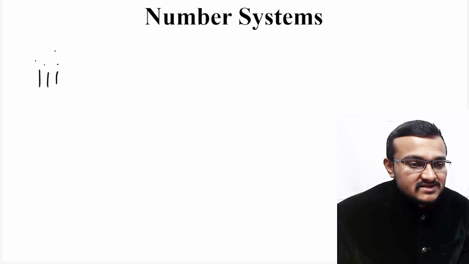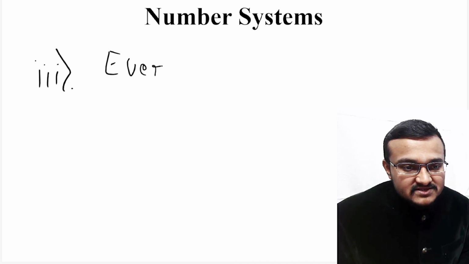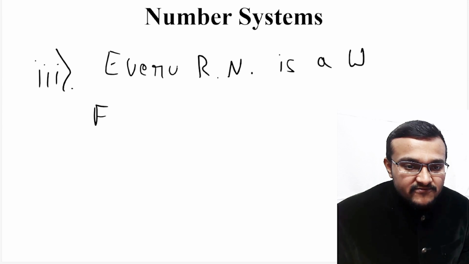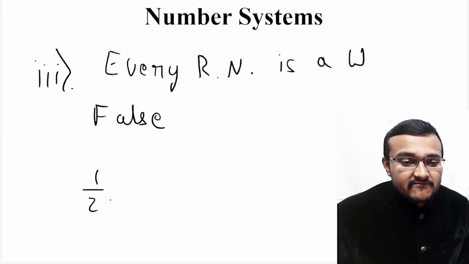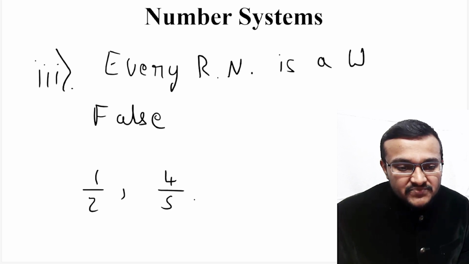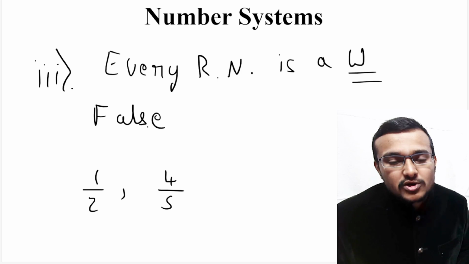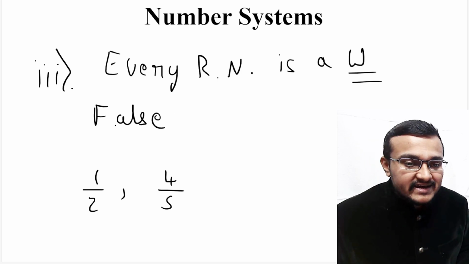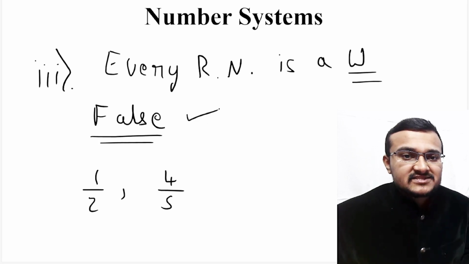So coming to the third statement in this fourth question, here every rational number is a whole number. So this is also false, because in rational numbers you have 1 by 2, you have 4 by 5. So all these rational numbers are not whole numbers. So that's why every rational number is not a whole number, and that's why the answer for this third statement is false. So this is all there in this particular video.